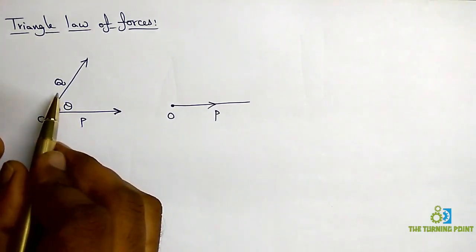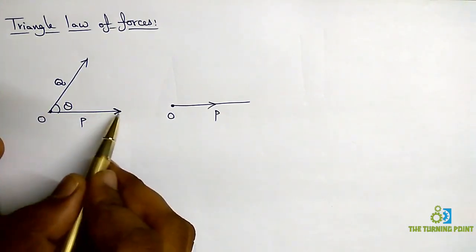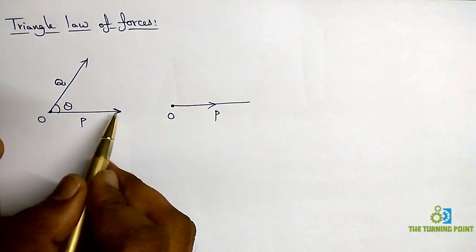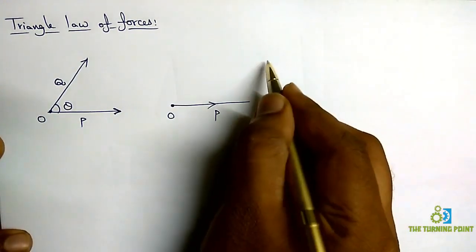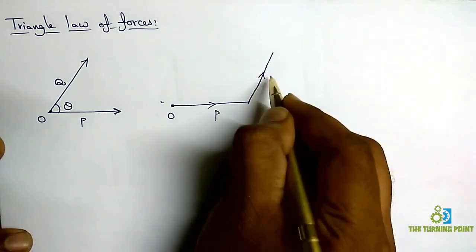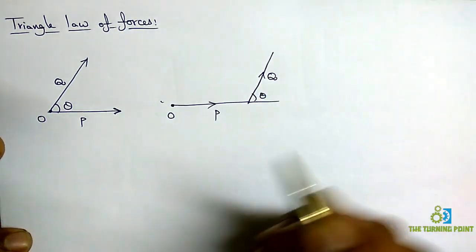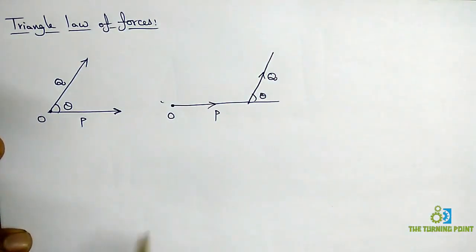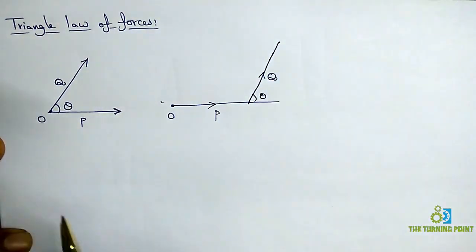Now I am going to change the position of Q from this point to this point. I am going to change the position only. I am not going to change the magnitude, and I am not going to change the direction. So that means I am just shifting the force Q from that point to this point, and it is in the same direction, making an inclination of theta with the horizontal. So it is of the same magnitude and same direction as earlier.